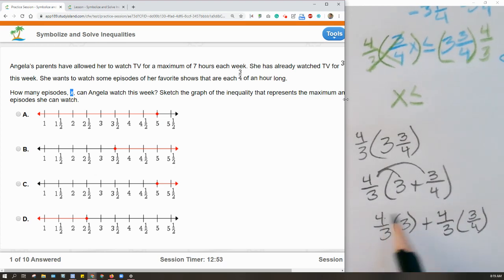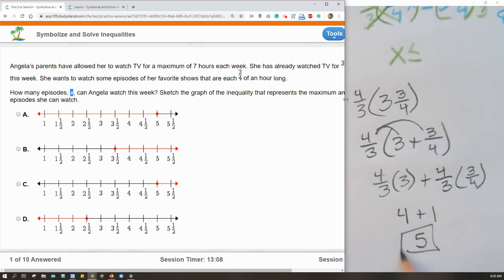So here we go. 4/3 times 3. Well, 3 divided by 3 is 1, and 1 times 4 is 4. So 4/3 times 3 is just 4. Plus, and then 4/3 times 3/4, you should know a number times its reciprocal is just 1. So it's 4 plus 1, which is just 5. So the answer down here is 5.